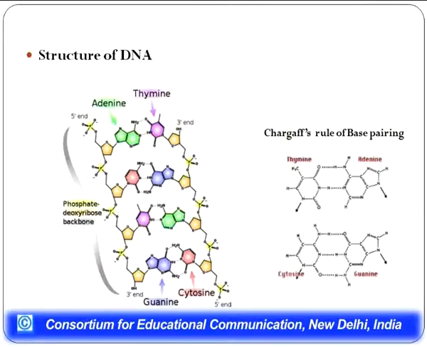There are 4 different nucleotides which are involved in the DNA. There are purines, namely adenine and guanine, and pyrimidines, namely thymine and cytosine. According to Chargaff's rule of base pairing, adenine always pairs with thymine with the help of 2 hydrogen bonds, and guanine always pairs with cytosine with the help of 3 hydrogen bonds. This is the basic structure of DNA.